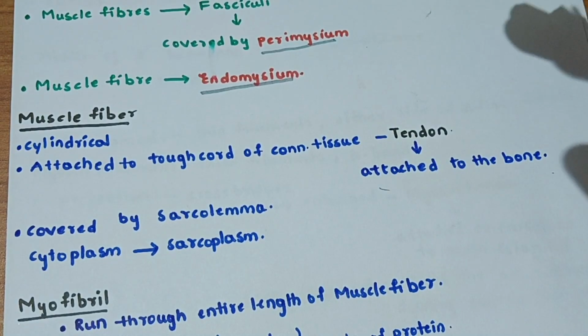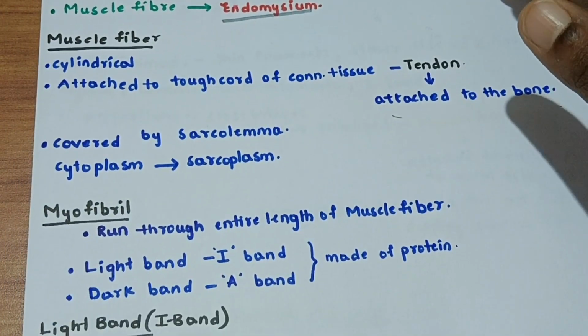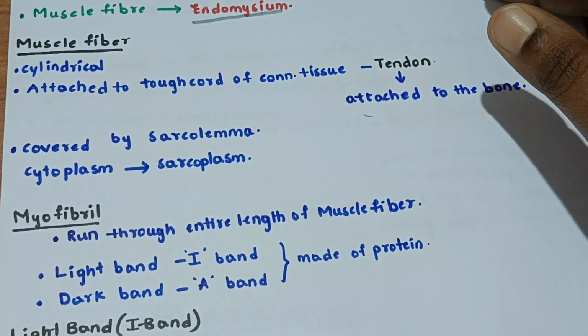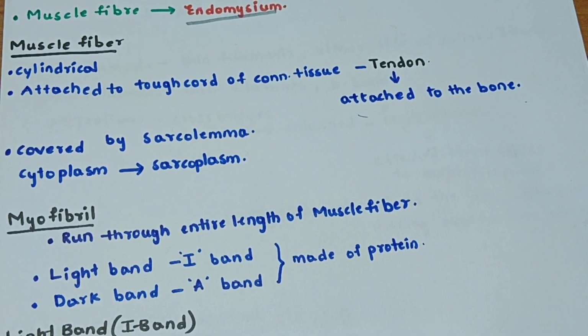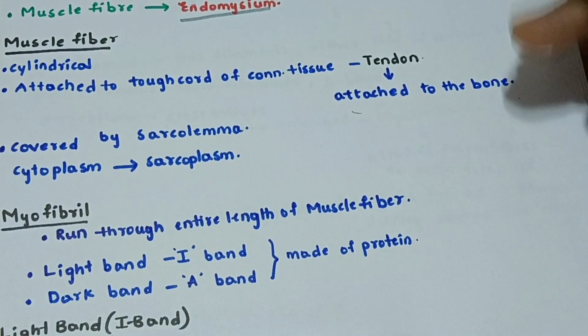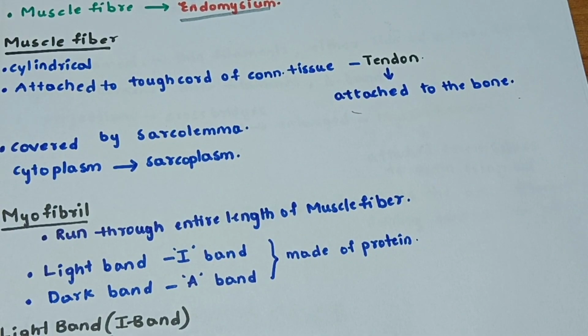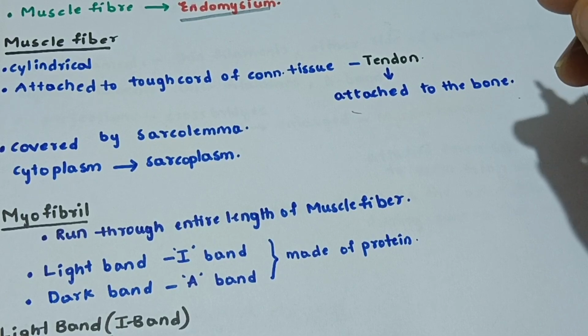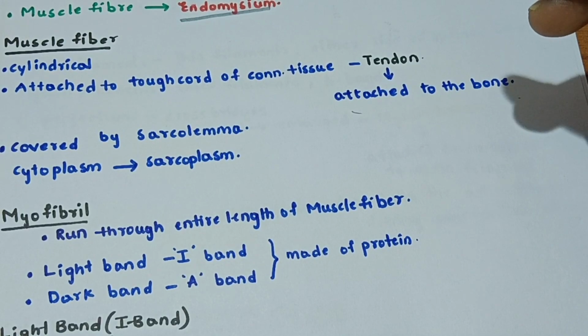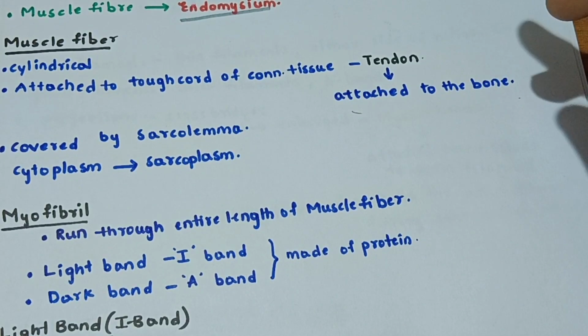Now, let's see myofibril. The myofibrils run through the entire length of the muscle fiber, and the muscle fiber is formed by the myofibrils. The myofibril contains two bands made up of protein. What are they? Light band and dark band.